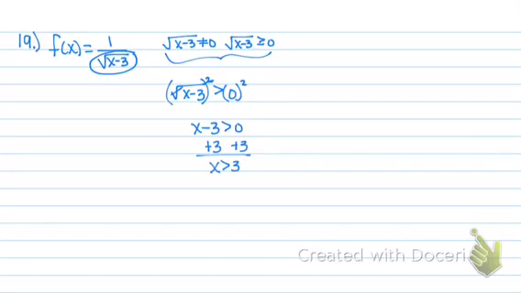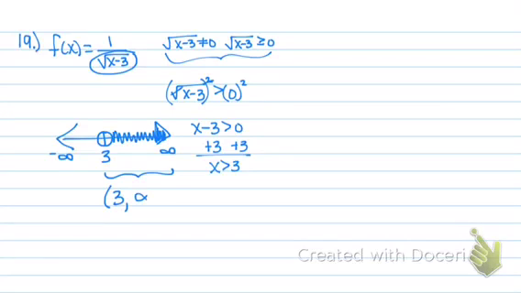So if I put this on a number line, I've got 3. It's not equal to. And we know x is going to be greater than. So we're going to pick numbers greater than. And I forgot to put my infinities, which I know better. All right, so now I can see my interval right there. So it's going to start at 3 with a parenthesis because it's not equal to, and it's going to go to infinity. And so there's the domain for number 19.